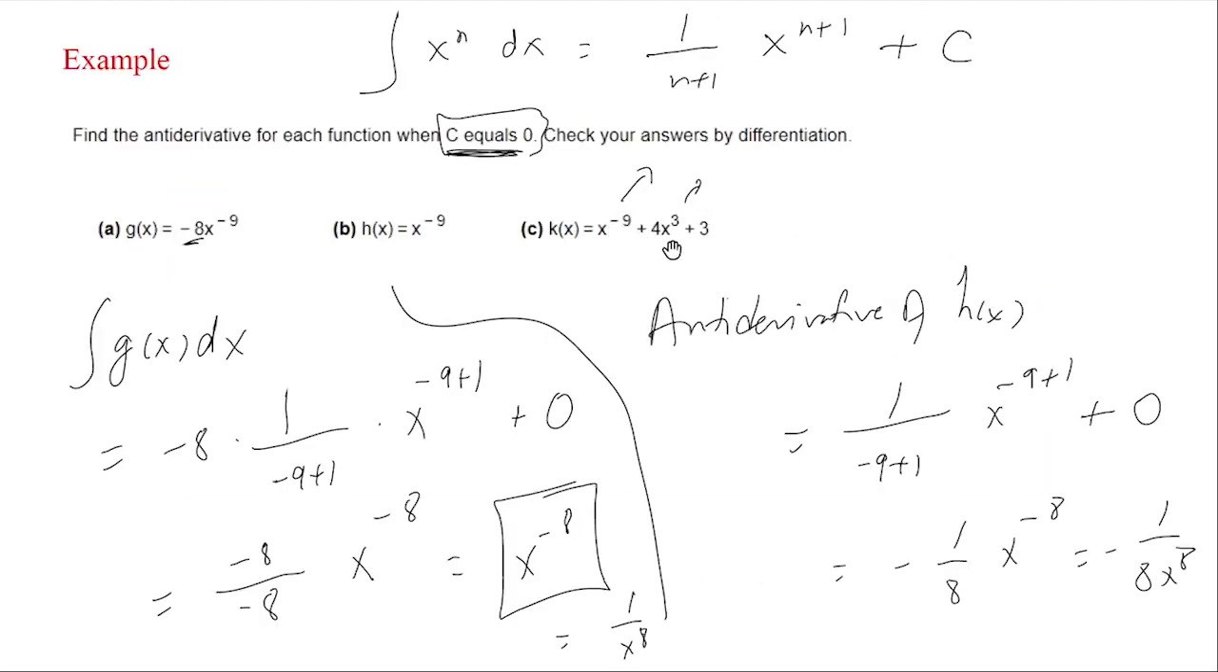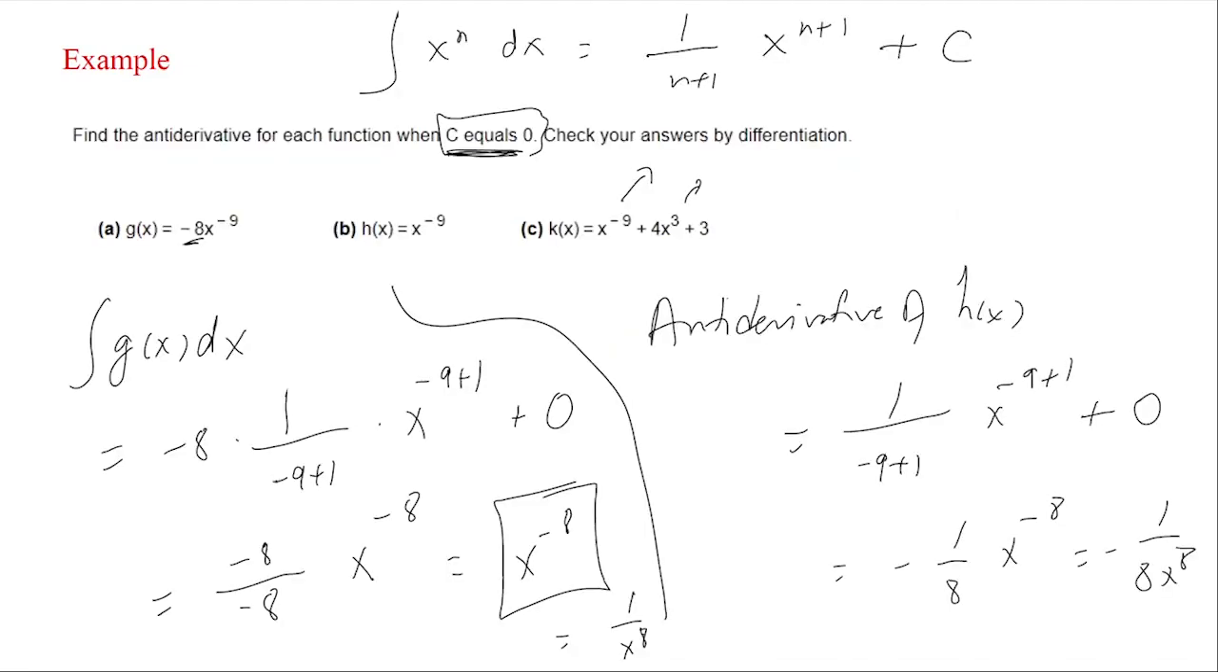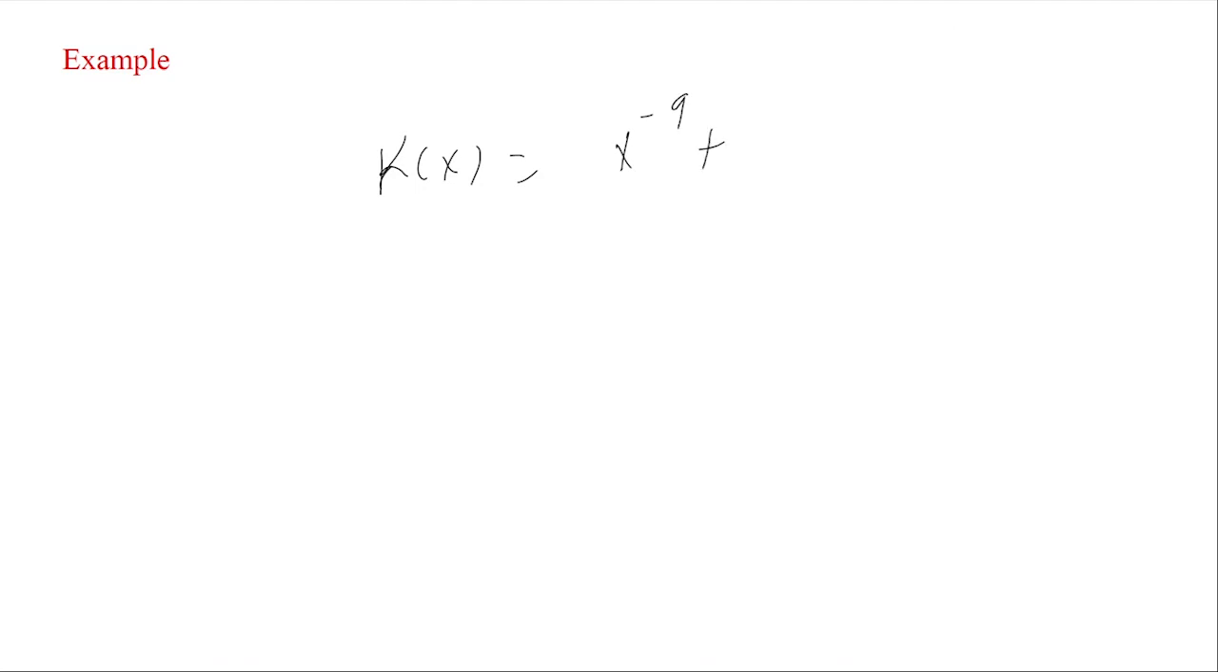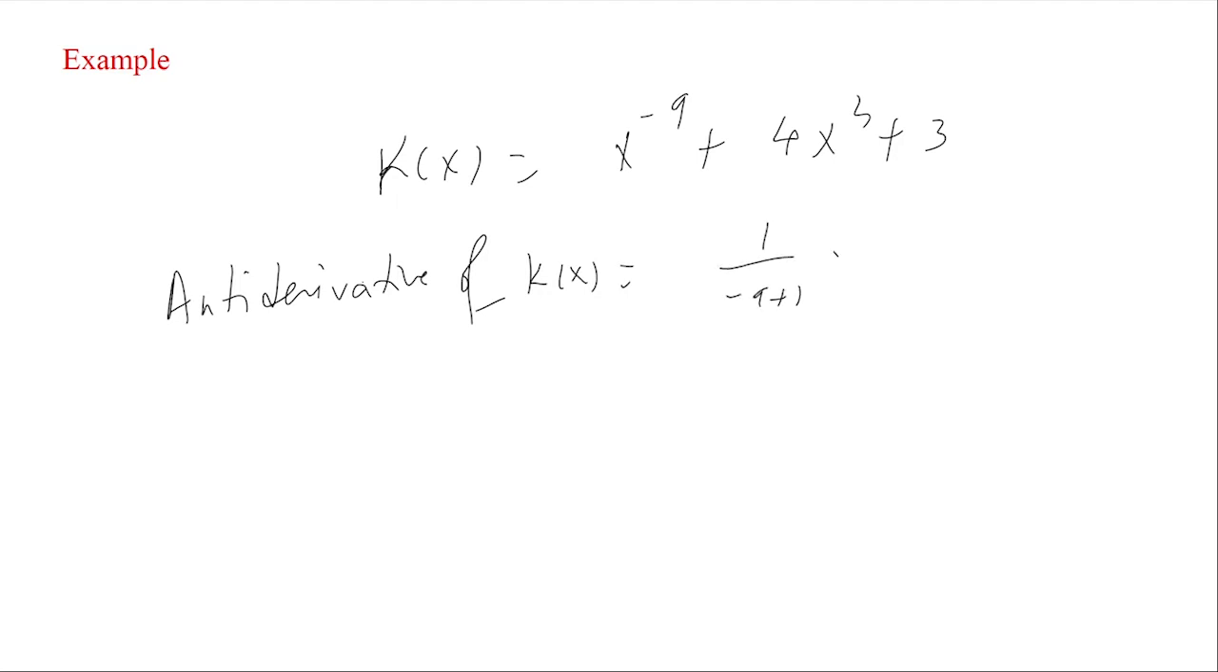I'm going to rewrite this problem on the next page. k of x is equal to x to the power negative 9 plus 4 times x cubed plus 3. So the antiderivative of k of x is the antiderivative of this one, which is 1 over negative 9 plus 1 x to the power negative 9 plus 1. I'm using the power rule. Plus the antiderivative of this is 4 times 1 over 3 plus 1 x to the power 3 plus 1.